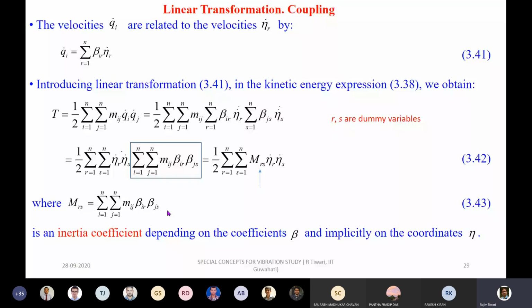Same thing we can do with the potential energy, and the stiffness matrix we can obtain. So this inertia coefficient, for the new generalized coordinate, depends upon beta, and obviously beta is implicitly related with eta because that is the relationship between the previous generalized coordinate and the new generalized coordinate. So this is for the mass coefficient or inertia coefficient.